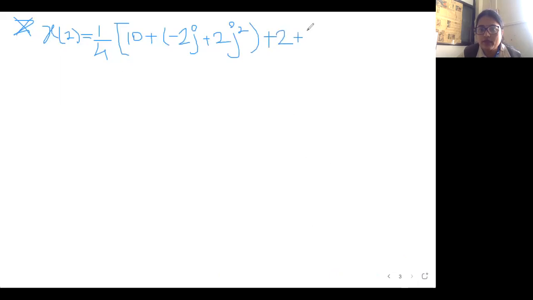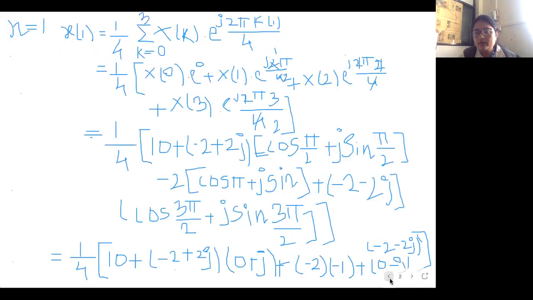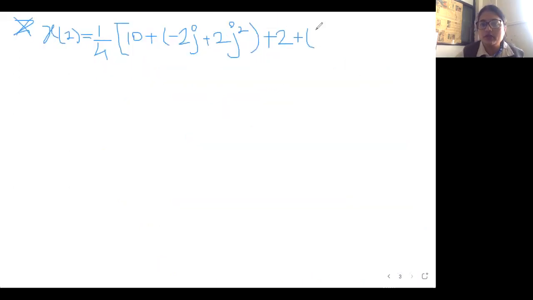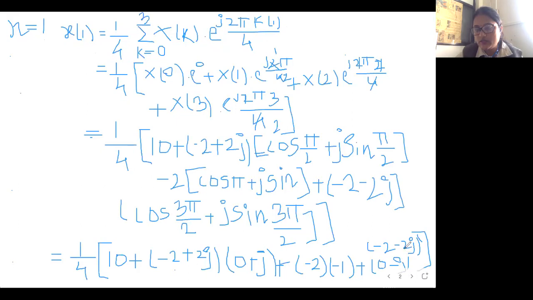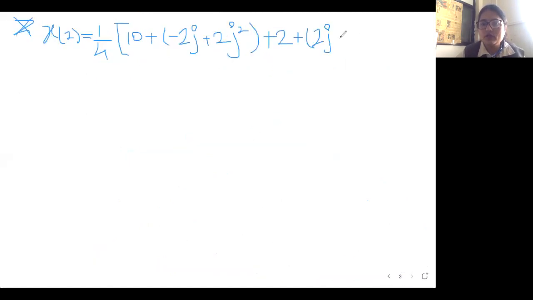Plus, into the bracket, minus 2 minus j, so minus will be plus. So this will be plus 2j, and then minus j, so this is 2j square. So we'll write here plus 2j square. Okay, so we will simplify this.